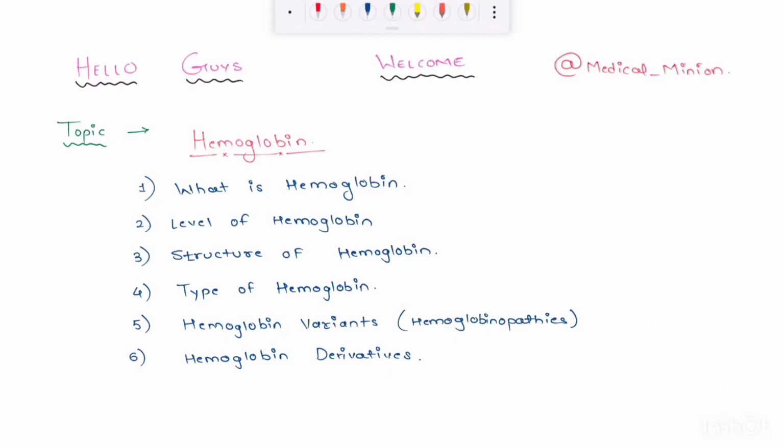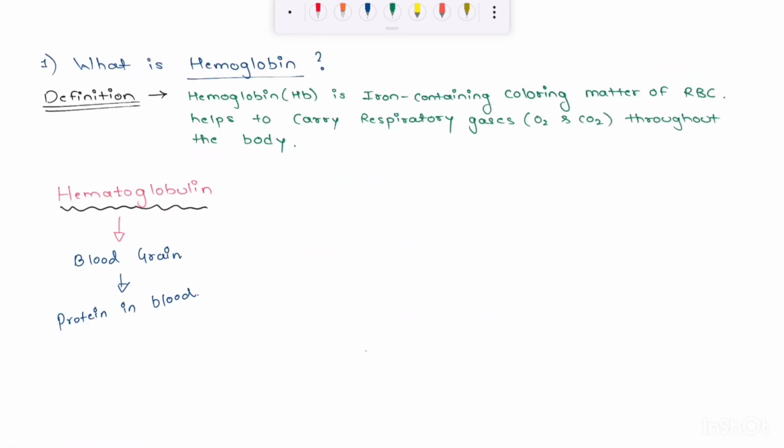The topic for the video is hemoglobin. So we'll discuss hemoglobin. The first point is, what is hemoglobin? Hemoglobin is the iron-containing coloring matter of red blood cells that helps to carry respiratory gases throughout the body.